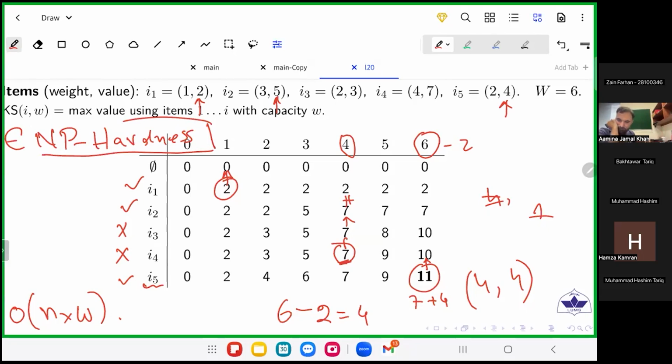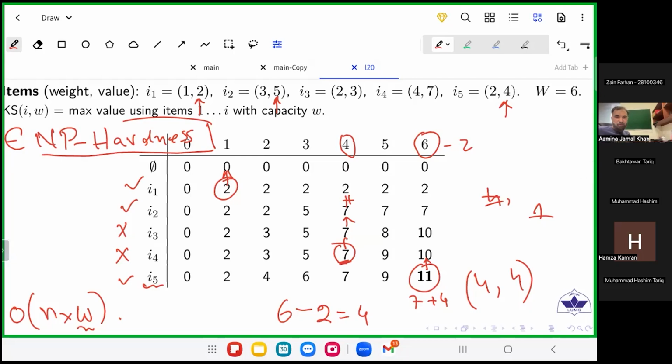there are many combinations of capacity. Wait. True. You're right. You guys are right. But the exact words जो आपने कहने हैं वो आप नहीं कह रहे. W can be very large. Yeah. W can be very large. So the thing is, this number W is the input. It's not the size of the input, right?